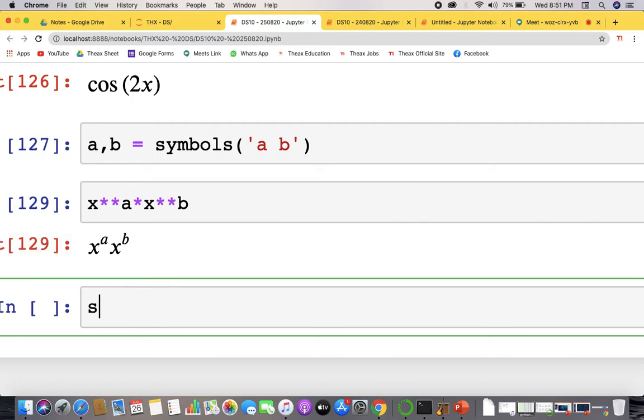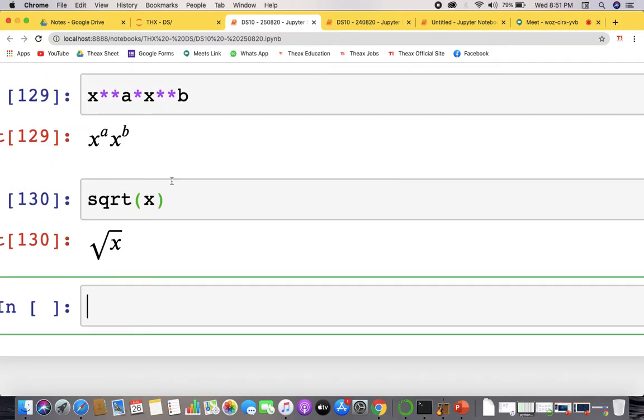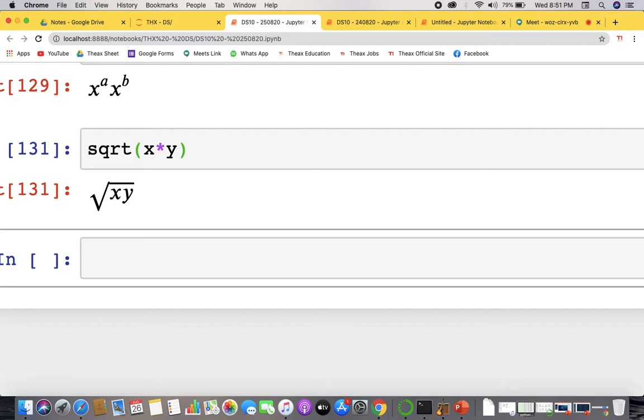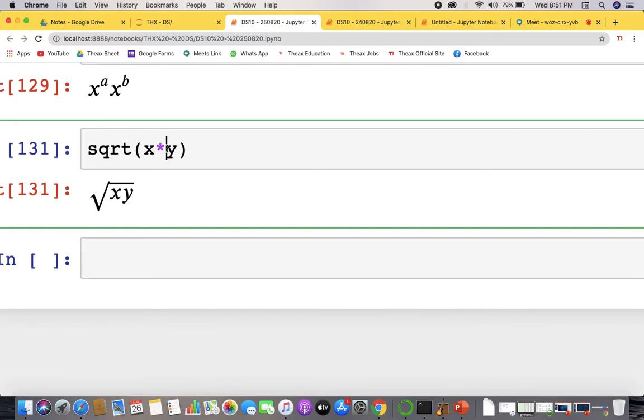So if you have square root of x, that is square root of x. If you write square root of x into y, so square root of x y, right? So that is how it's written. But if you want y in another square root and x in another square root, what will you say, right?